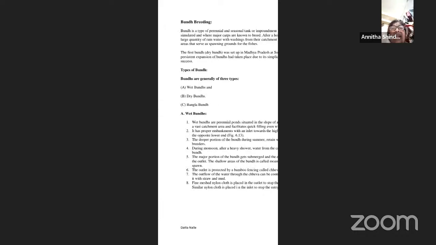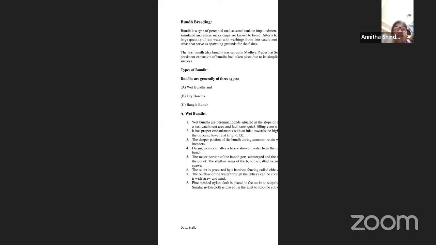Now, there are three types of bunds: wet bund, dry bund, and the Bangla bund. Most authors talk only about the wet bund and the dry bund, but another bund has also been used, called the Bangla bund. Now we'll see what the wet bund is and what the other bunds are.